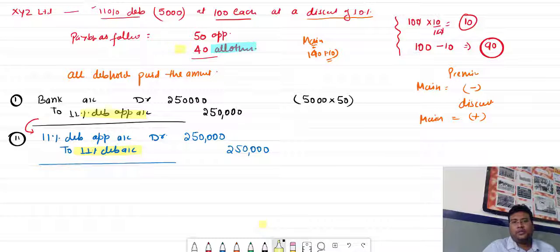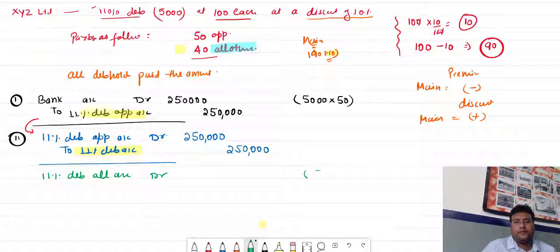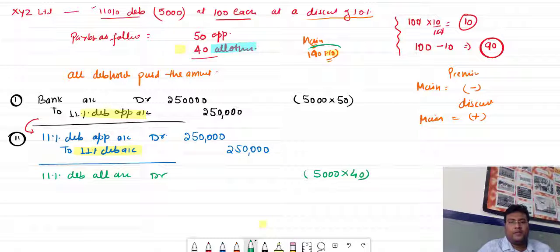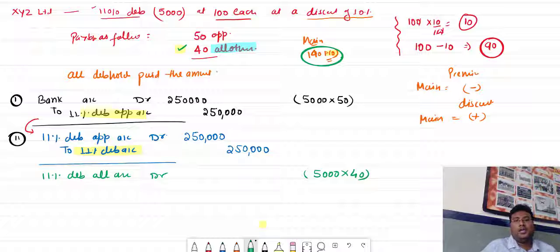The allotment is 40 rupees, but 10 rupees is the discount. So first we pass the allotment entry: 11% debenture allotment account debit. What is the number of debentures, bacha? 5,000. And we demanded how much money on allotment? 40 rupees. Look, total allotment money is 50 rupees, but we demanded how much? Only 40. So 5,000 into 40 will be the debenture allotment, and it will be 2,00,000.